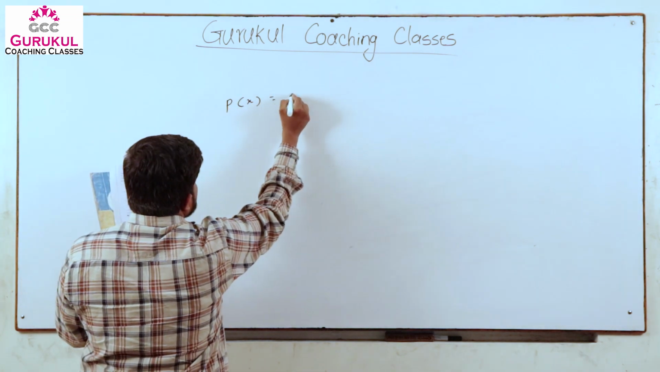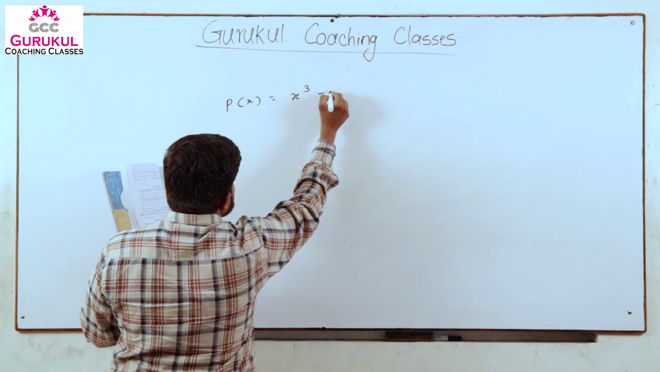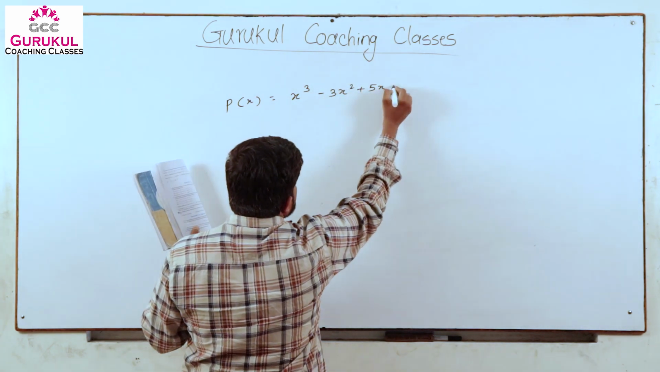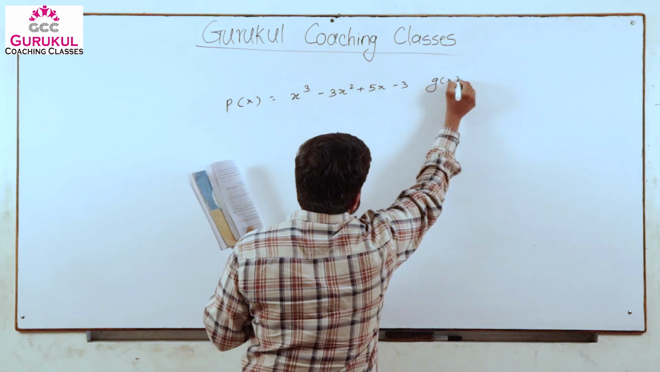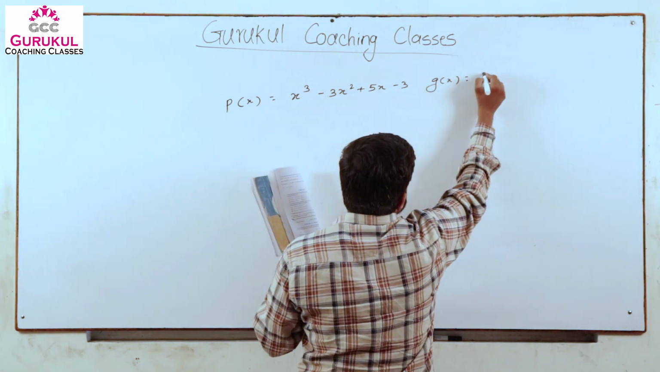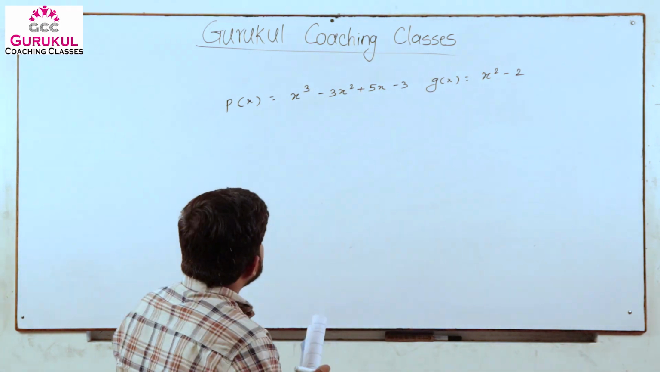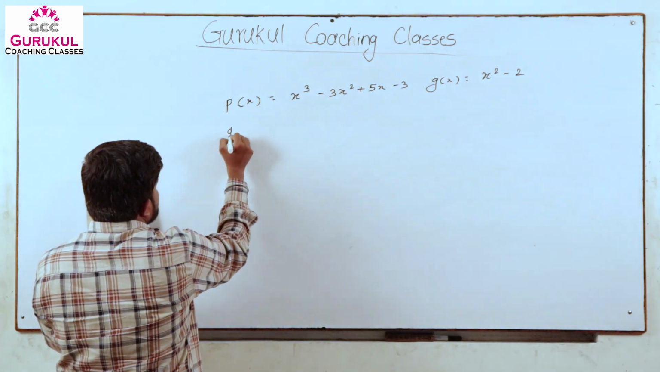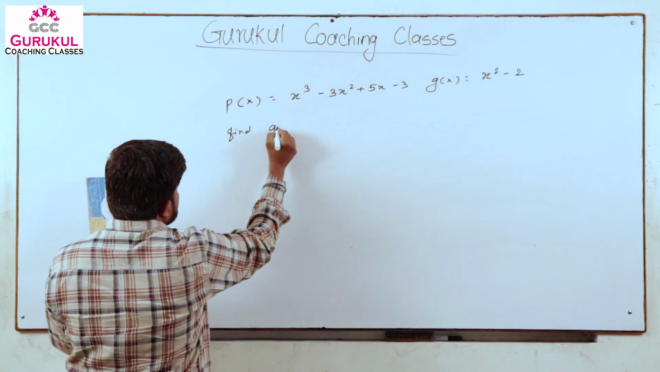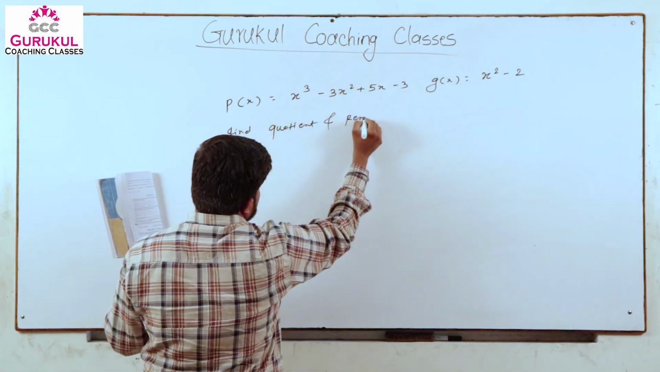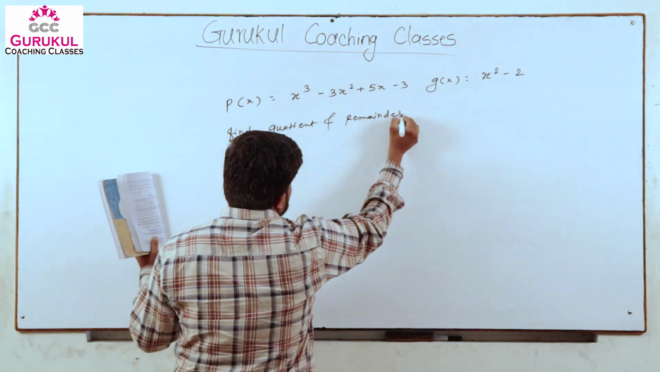P of x is equal to x cube minus 3x square plus 5x minus 3. G of x is equal to x square minus 2. Find the quotient and remainder.